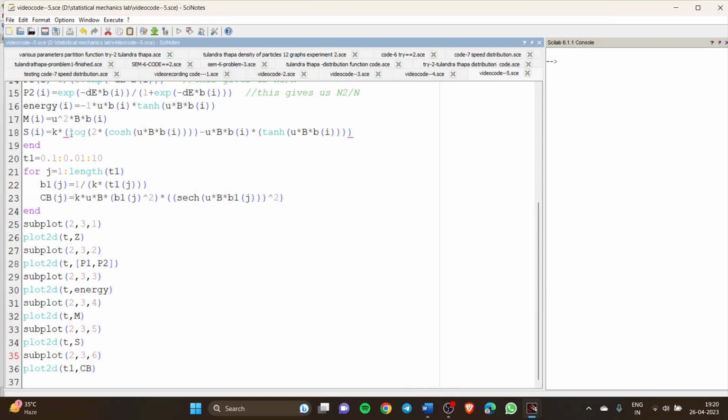Now let's see, S equals k into log of 2 cosh of nu b upon nu b minus nu b into bi. So you get the idea.